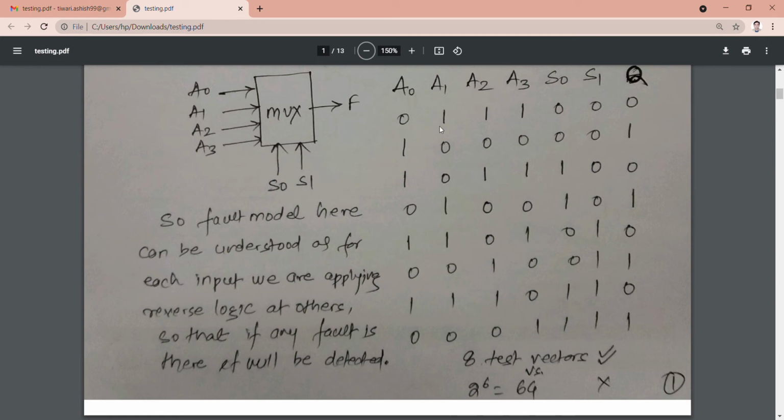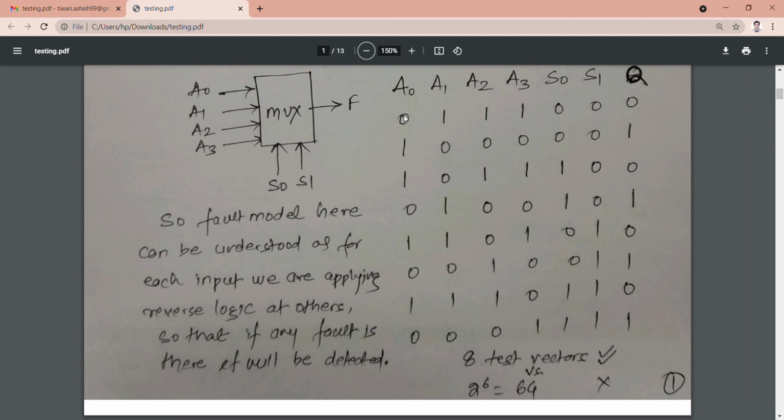You are just applying the reverse logic so that whenever there is any fault, it will be detected at the output. So here, if I want to check whether A0 is faulty or not, I have applied 111 at the other inputs. Whenever this becomes 1, the fault will be detected.